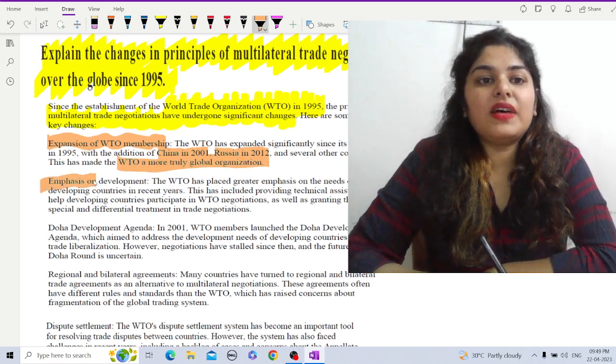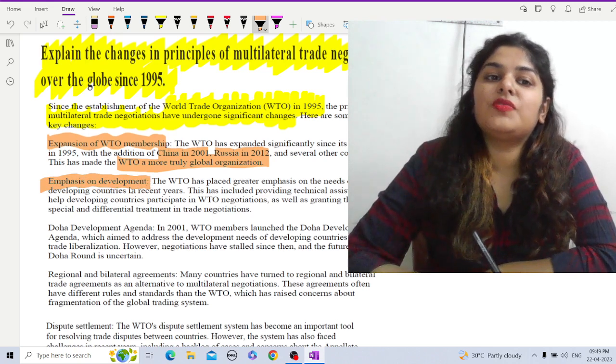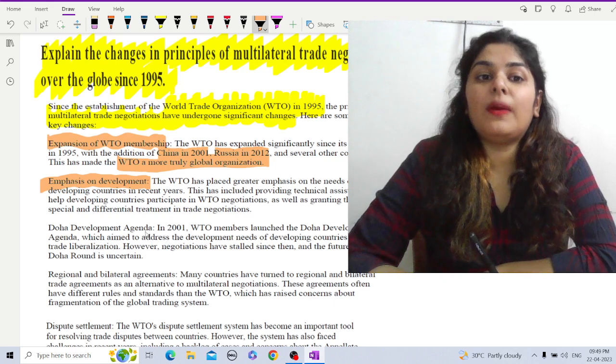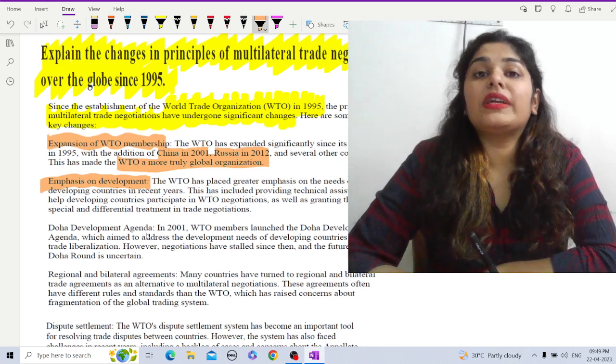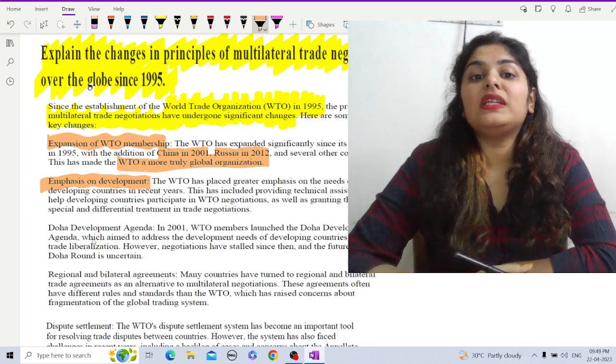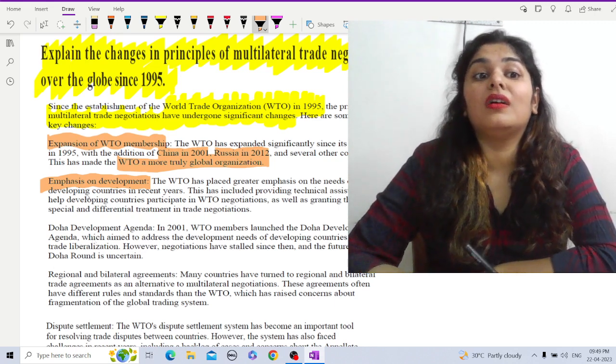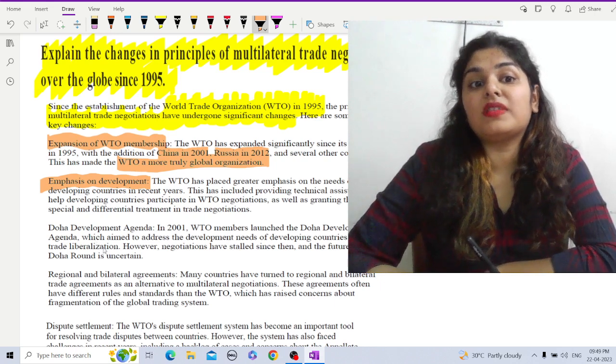Second one is emphasis on development. So obviously their objective was now focused on development, that is, the need of developing countries, right? In order to give them technical assistance so that they can develop and participate in WTO negotiations, granting them aids, etc. So these are all different ways to emphasize development.